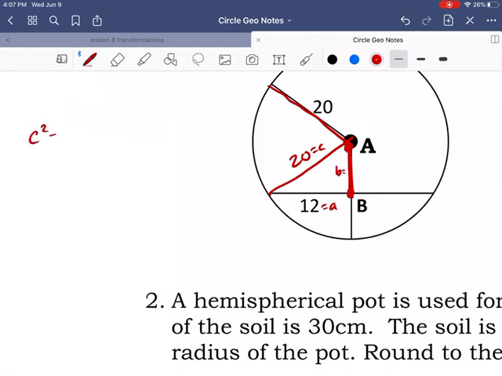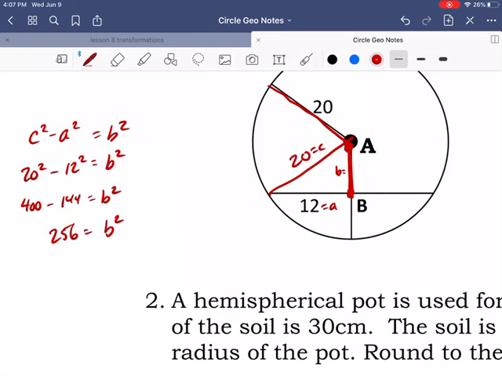So C squared minus A squared equals B squared. So we get 20 squared minus 12 squared is equal to B squared. 400 minus 144. So 256. And don't forget, we're taking the square root. So that's 16. So the length from there to there is 16.